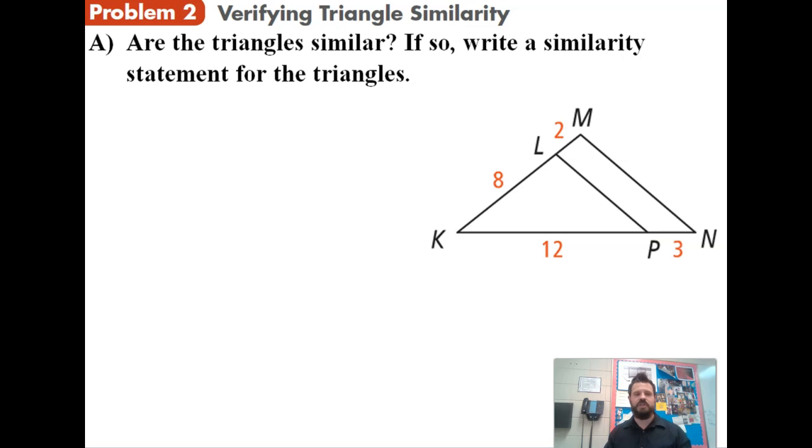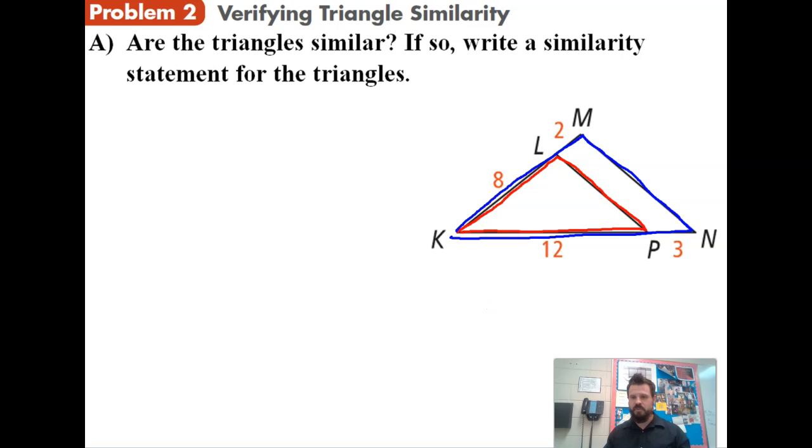Let's take a look at some problems that use the side-angle-side and side-side-side similarity theorems. So problem 2, part A says, are the triangles similar? If so, write a similarity statement for the triangles. So I'm seeing two triangles here. I'm seeing the smaller triangle KLP, which is embedded inside of the larger triangle KMN. It looks like they're the same shape, but let's determine that for sure here.